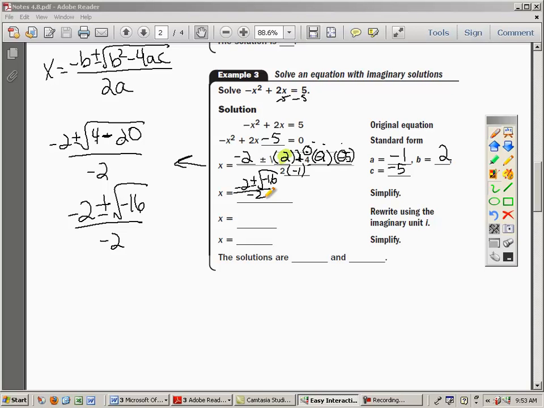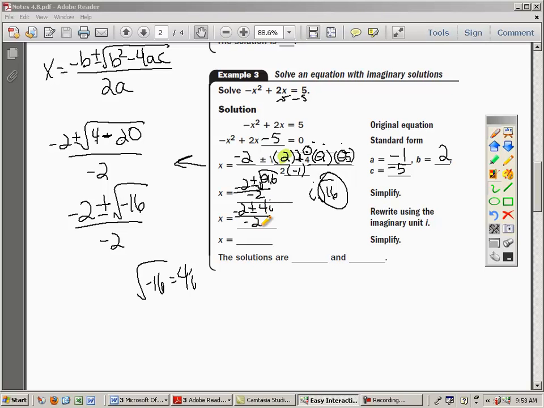Now, we talked about this in the previous lesson. Remember, whenever you have a negative under the square root, that's just like an i. So this is the same thing as i times the square root of 16, and as you know, what's the square root of 16? Well, that's 4. So this negative 16 under the radical is the same thing as 4i. Then we can write this as negative 2 plus or minus 4i all over negative 2.